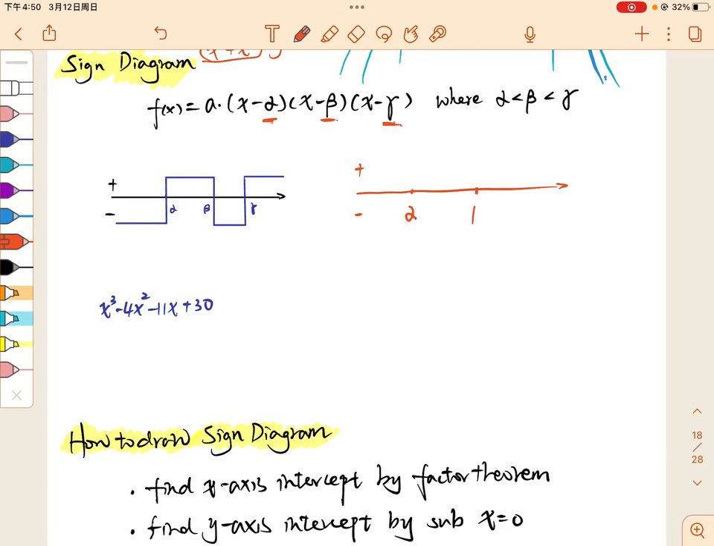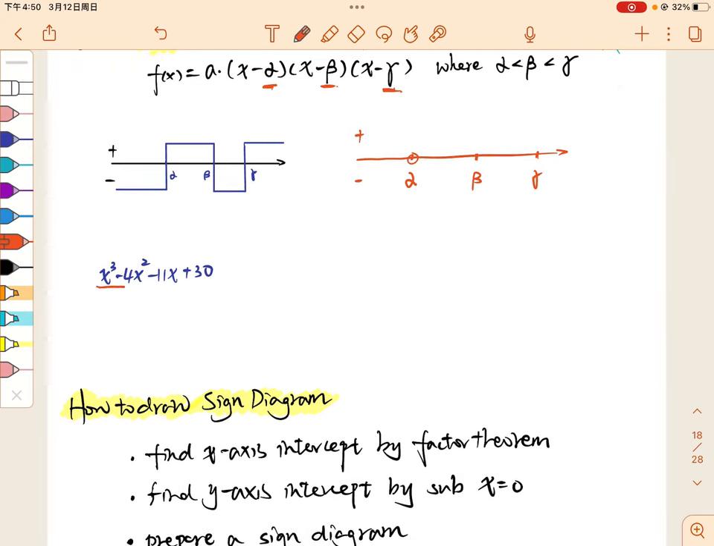So you find alpha, beta, and gamma, and then you substitute some values for when x is smaller than alpha, between alpha and beta, between beta and gamma, and when it's larger than gamma. So let's see some examples. The question asks you to draw a sign diagram for x cubed minus 4x squared minus 11x plus 30. If it's given in this form, you first need to make it into factorized form.